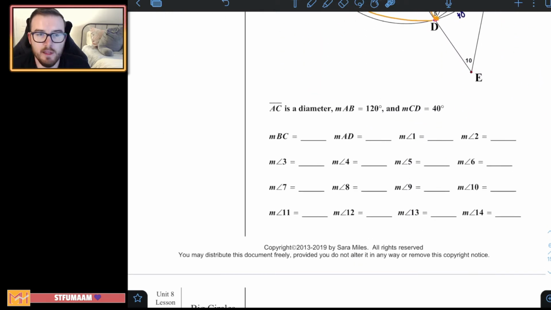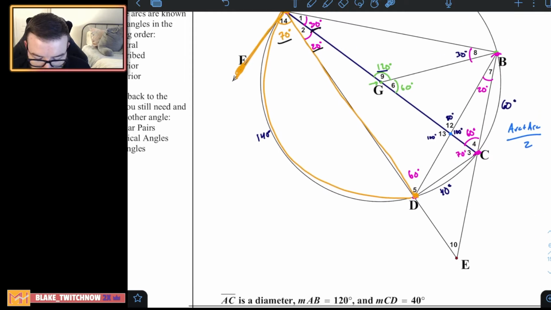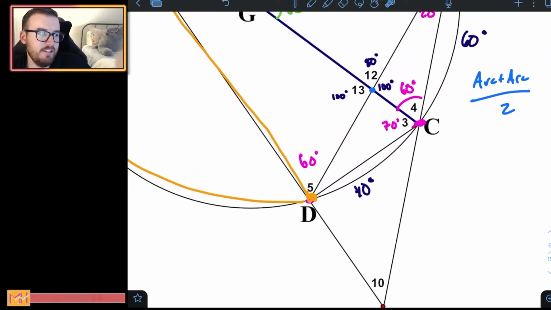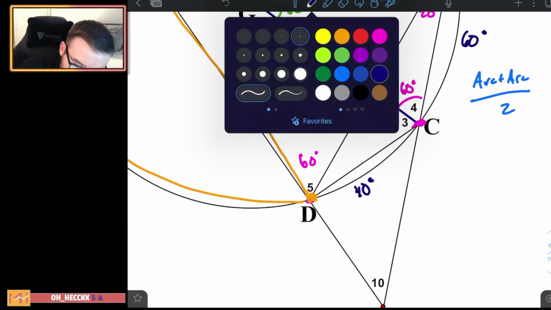I'm not gonna fill in the blanks. If you want those blanks filled in, Miss Miles has filled them in. Oh, I didn't do the exterior. You don't really need to fill in the blanks, right? If you already have it filled in on the circle. You know what I'm saying?